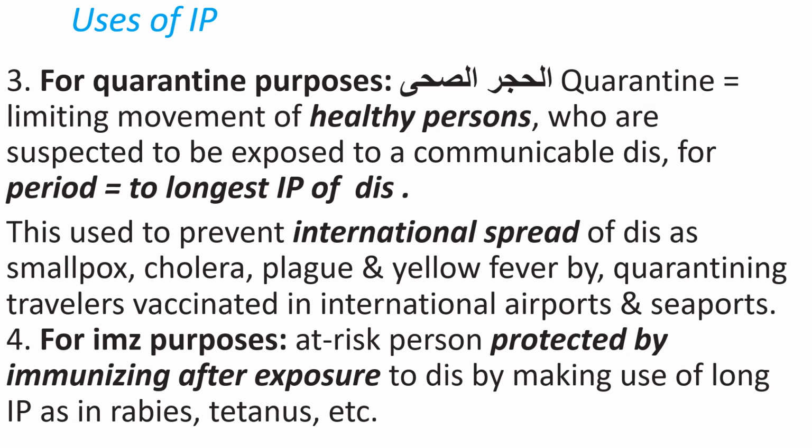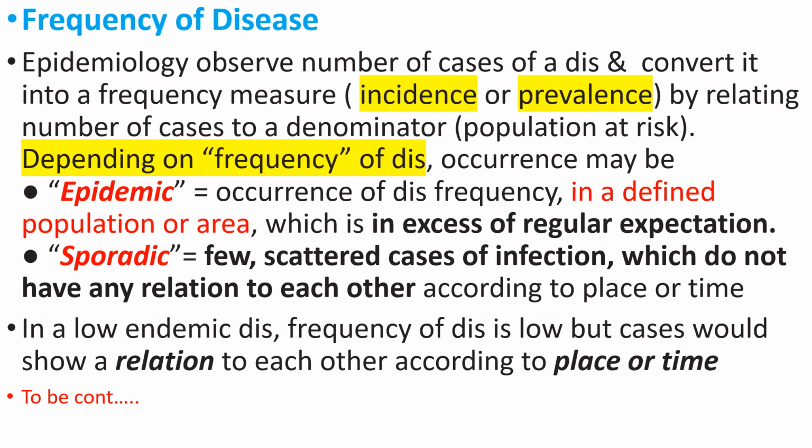Quarantine means to limit movement of healthy persons. First, it was used for diseases to prevent their spread through travel, such as smallpox, cholera, plague, yellow fever, and it is used in COVID-19.